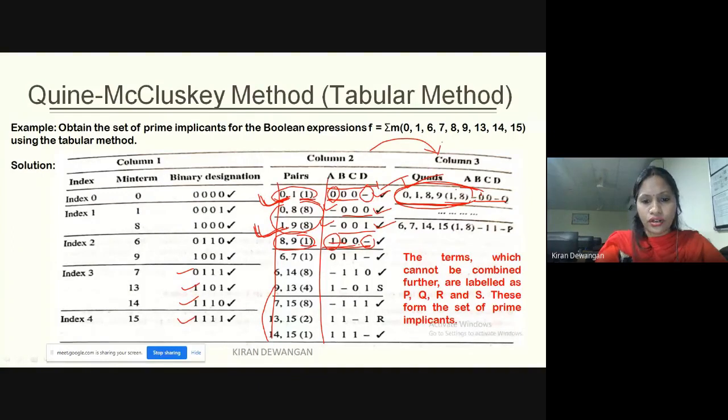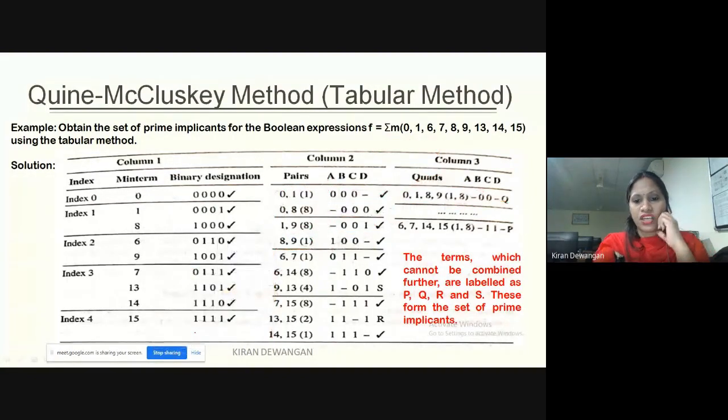Now we'll check for this group and this group whether there is any quad formation or not. Okay, so first we'll check for the dash position. Now since this one can form a quad with this one, because this is having a dash at this position and a dash at this position. But if I am checking the rest of the 3 bits, they are not having a single bit difference. All are different, in fact. 0, 0, 1 and this 1, 1, 0. So that cannot be converted to a quad.